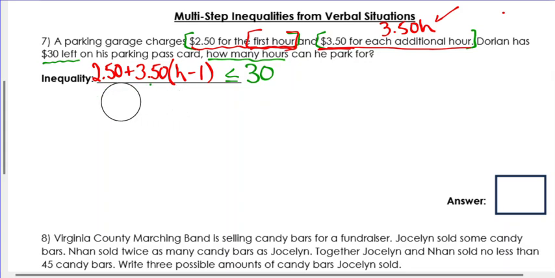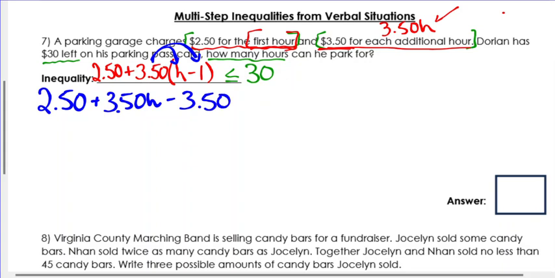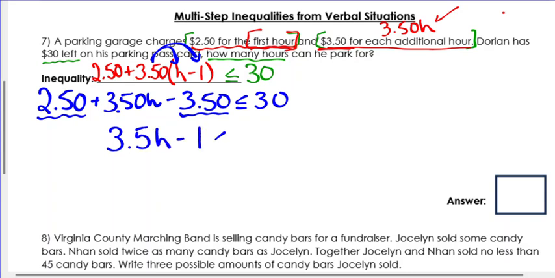All right, now we are going to solve this inequality by distributing. We're going to take that 3.5 and distribute into the parentheses. So we have 2.50 plus 3.50 times h minus 3.50. I multiplied the 3.5 into both terms inside the parentheses. Now I'm going to combine like terms. There's no variable on either of those two. Those are constants, so I can put those together. I'm just going to shorten this to 3.5, and that's just negative 1.